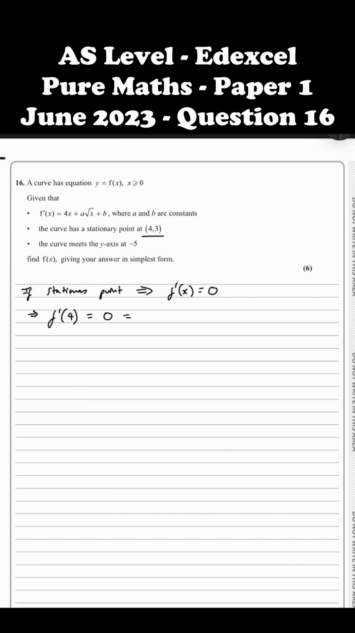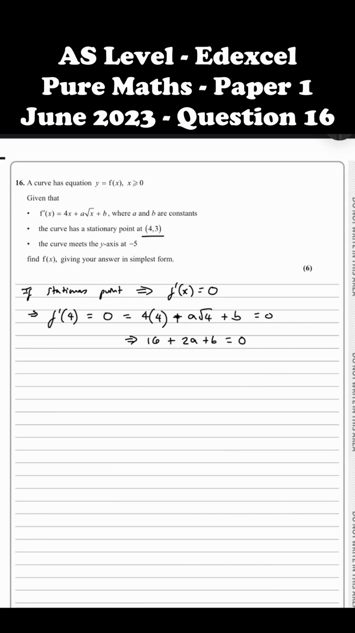So we would have 4 lots of 4. All I'm doing here is putting 4 into f dash of x, plus a square root of 4 plus b equals 0. Therefore, we have 16 plus 2a plus b equals 0. And we will park that for the time being.